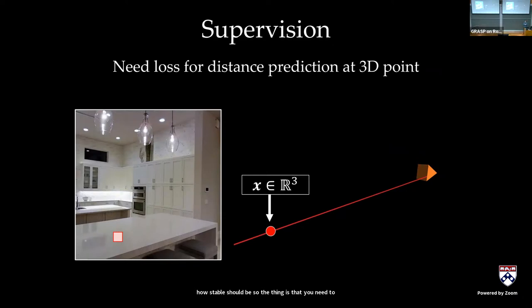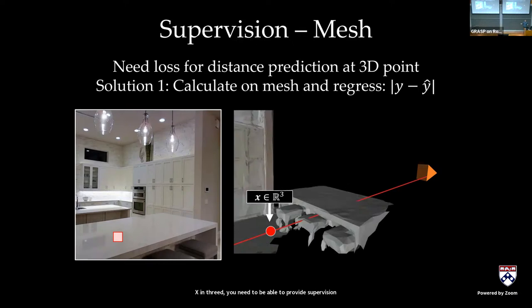And so what we've done in the past, and I'm just going to give you a flavor of this, is you need to be able to take, for every point X in 3D, you need to be able to provide supervision for that. The standard thing that we first did is you can get a mesh and calculate this. This is the easiest thing. If you have a mesh, you can do a ray to mesh intersection test, get the distance, and everything is very easy.